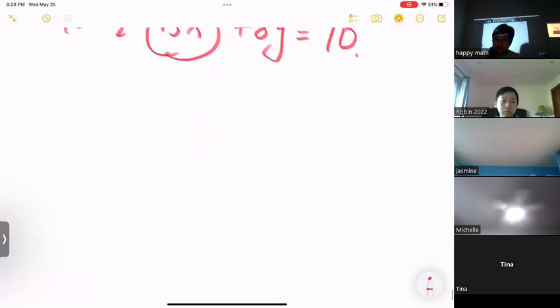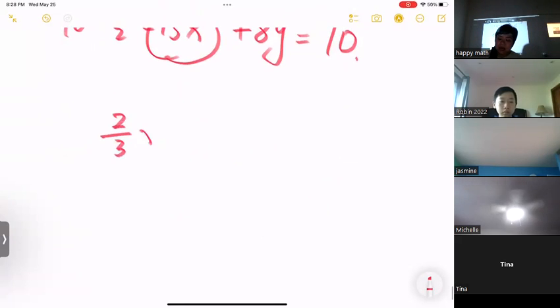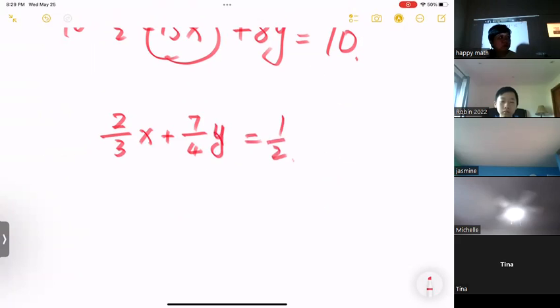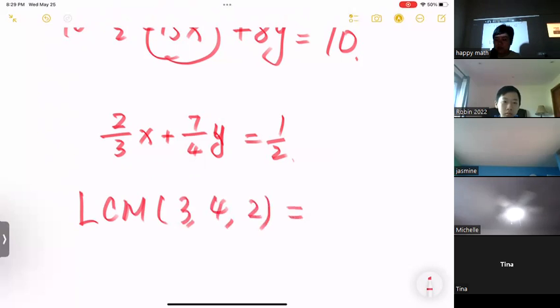Let's do another question: 2/3 x plus 7/4 y equals 1/2. 12. Does everyone agree with 12? It is 12. Basically, it is the least common multiple of 3, 4, and 2, which is 12. When you multiply by 12 at the same time, you change all the fractions into whole numbers.